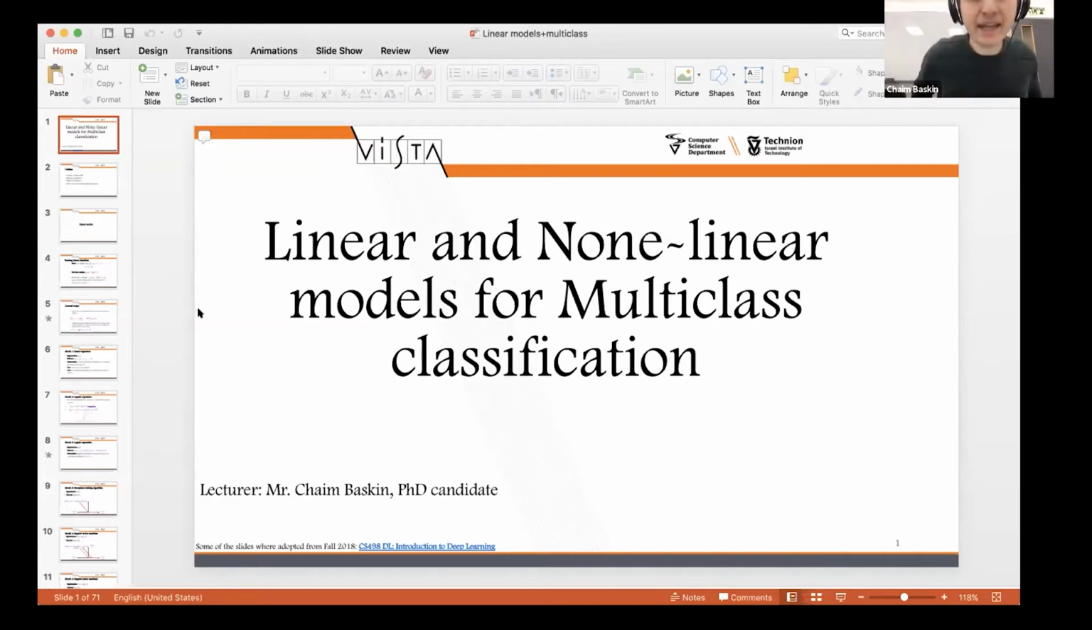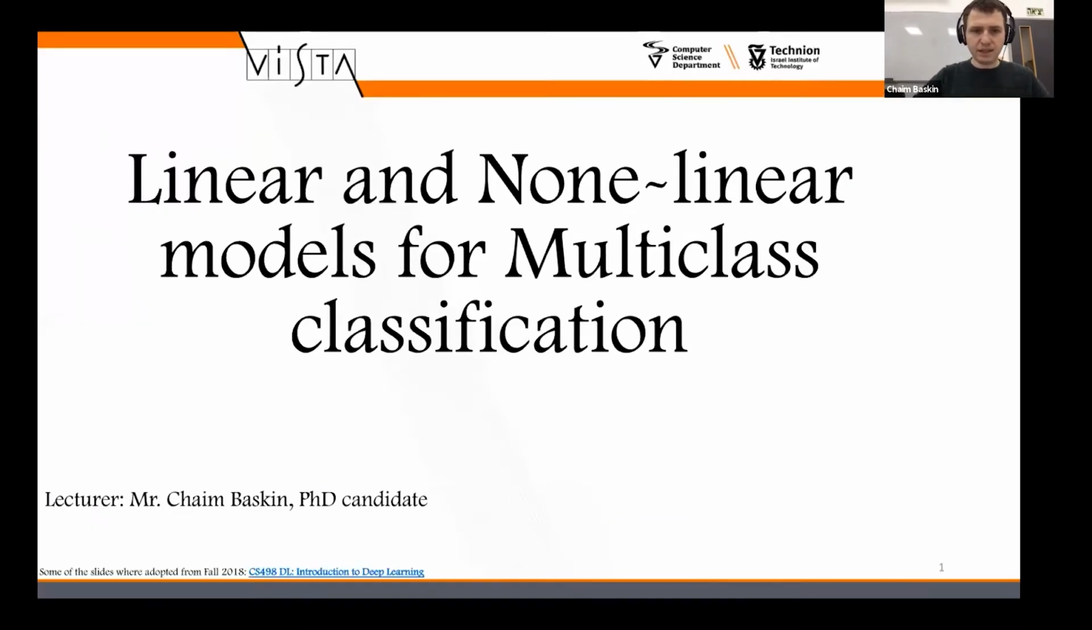So, linear models. We will talk about linear and non-linear models for multi-class classification. If you have questions, please raise your hand and ask. I'm not using the chat, because it's not useful: I would have to take breaks for it, and I can only focus on two things. So please raise your hand and ask. We are a pretty small class, so we can handle your questions online.